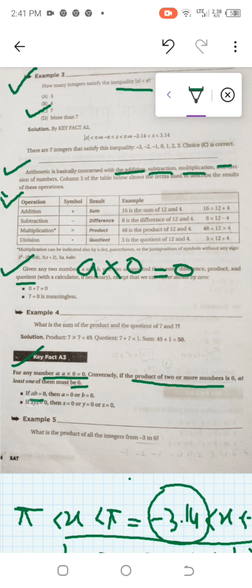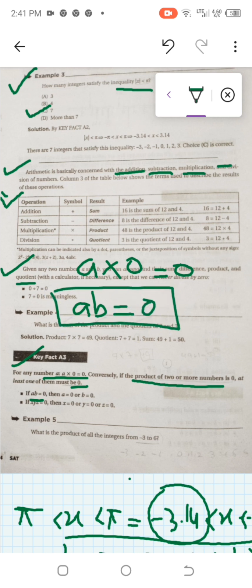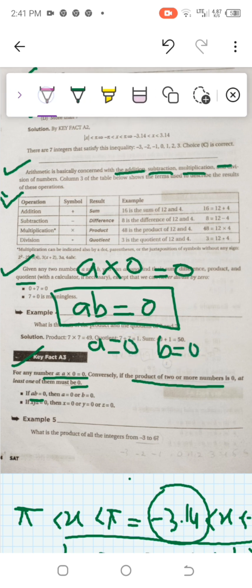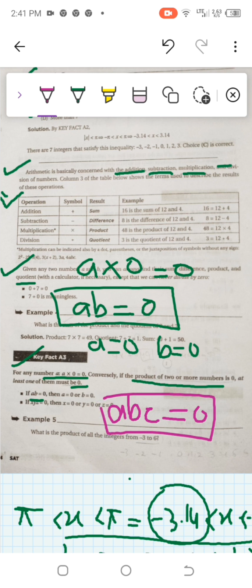For suppose a and b, they have given that if a and b is equal to 0, the whole term they have defined as 0. So this means a is also 0 and b is also 0. Likewise, if here I give one value, a b c is equal to 0, this whole term is equal to 0. So if you separate this, a is also equal to 0, b is also equal to 0, and c is also equal to 0, as you can see in both terms.